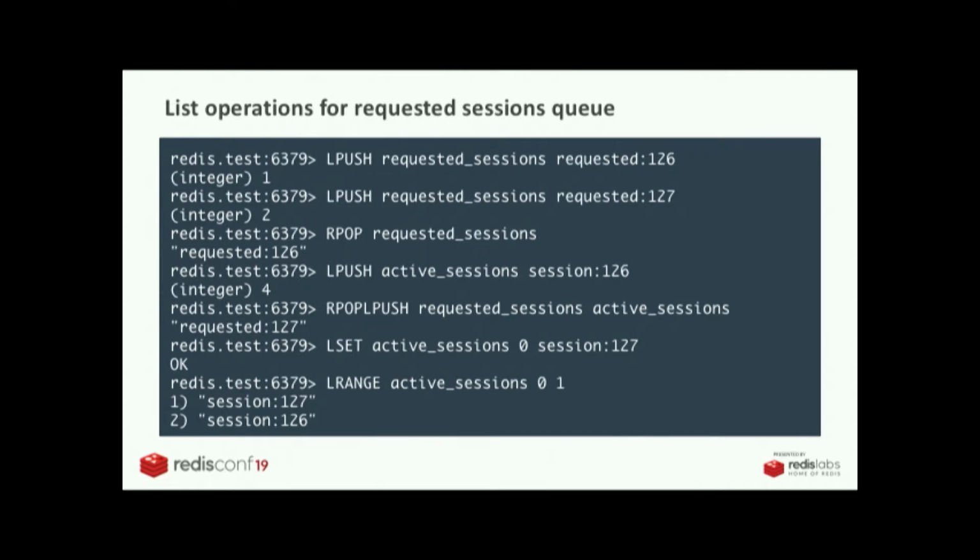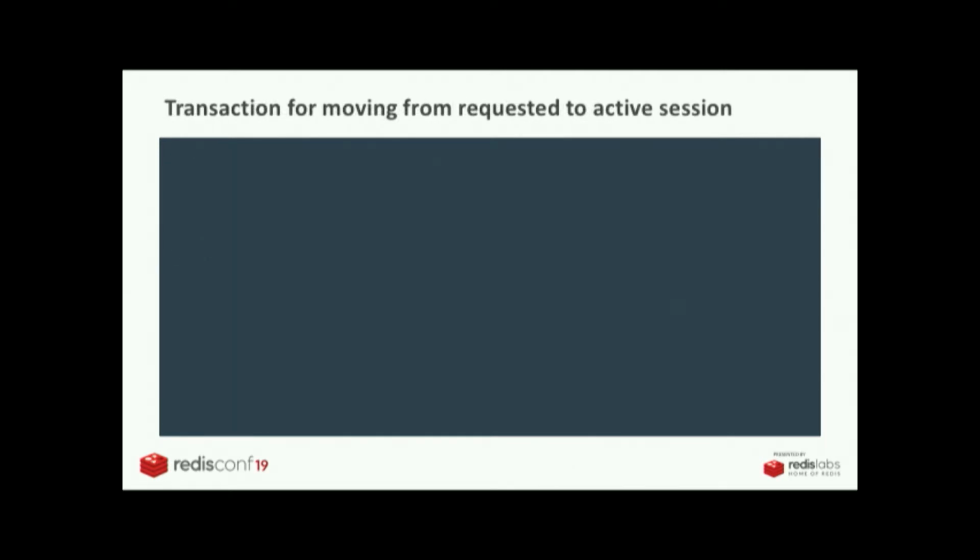So the problem here is that setting that active session ID, you can't tell in a list what or where a value is in that list. It's just a linked list without traversing the list. I'm assuming here that when I do the L set active session 0, that it's the first item on the list. But if someone else adds an item to the active sessions list, then I'm going to screw up and change their session ID. So you need to use a transaction.